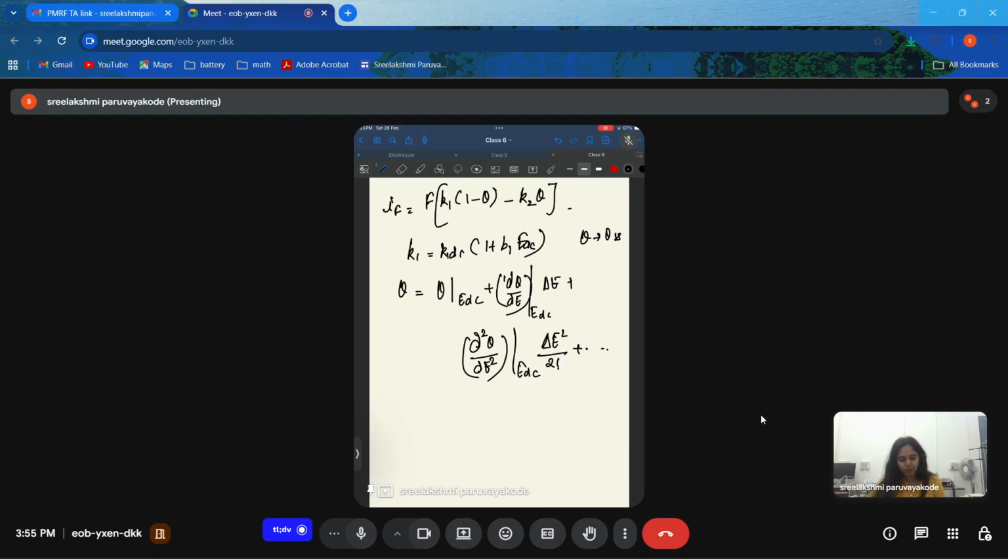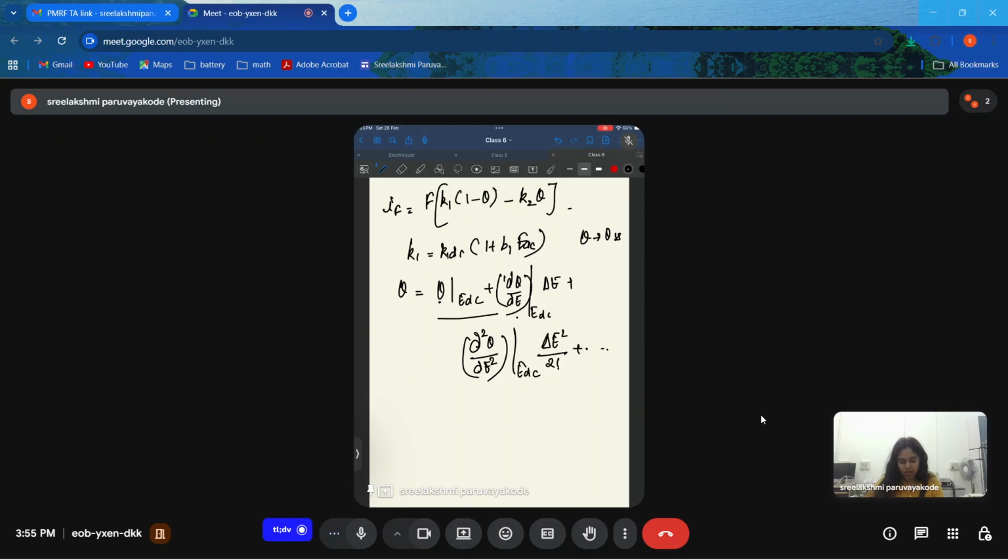So to account for that, what we are doing is we are going to linearize it. And this is how it comes. Now, it's of the form e raised to x. Same way here, we have theta at EDC plus ∂theta/∂E small over potential, how it will vary. Then to the power 2, like that goes on. We can truncate it after the second term.